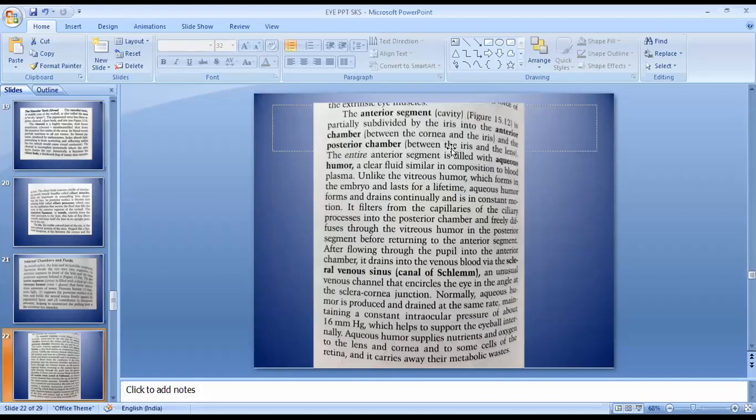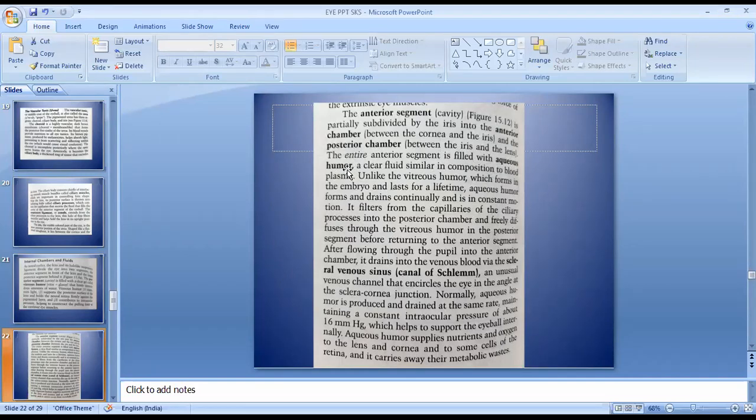The iris subdivides the anterior segment into the anterior chamber, between the cornea and the iris, which is the bigger one, and the posterior chamber, between the iris and the lens.